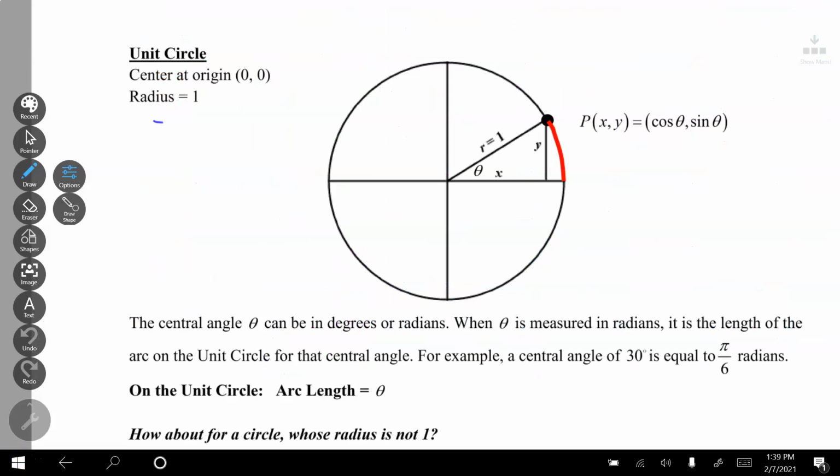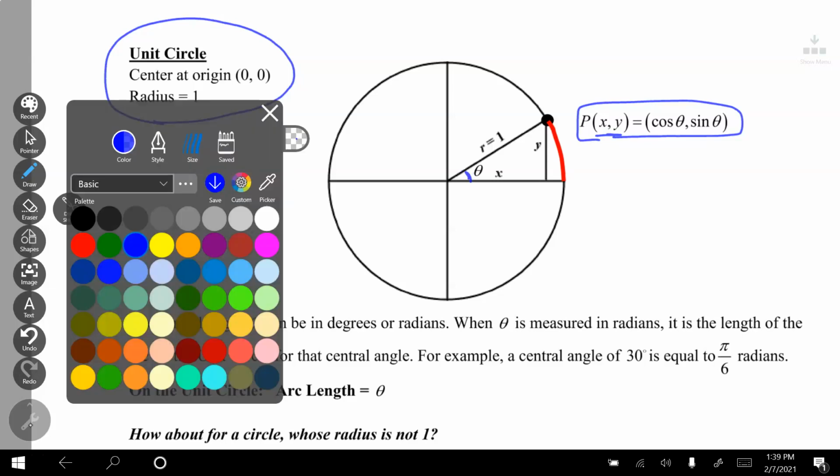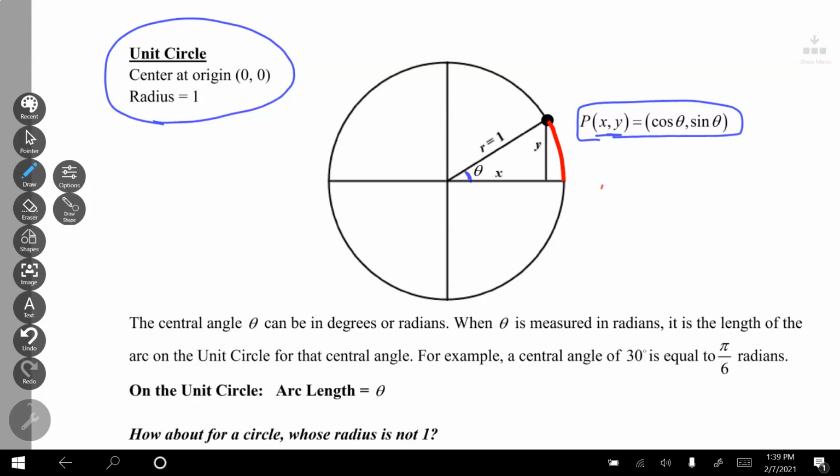So when we talk about the unit circle, we have some nice things. First of all, we know that every xy is just equal to cosine of theta, sine of theta, where this is the theta right here. Another thing we have is that this arc length is equal to whatever the angle is if the angle is given in radians.